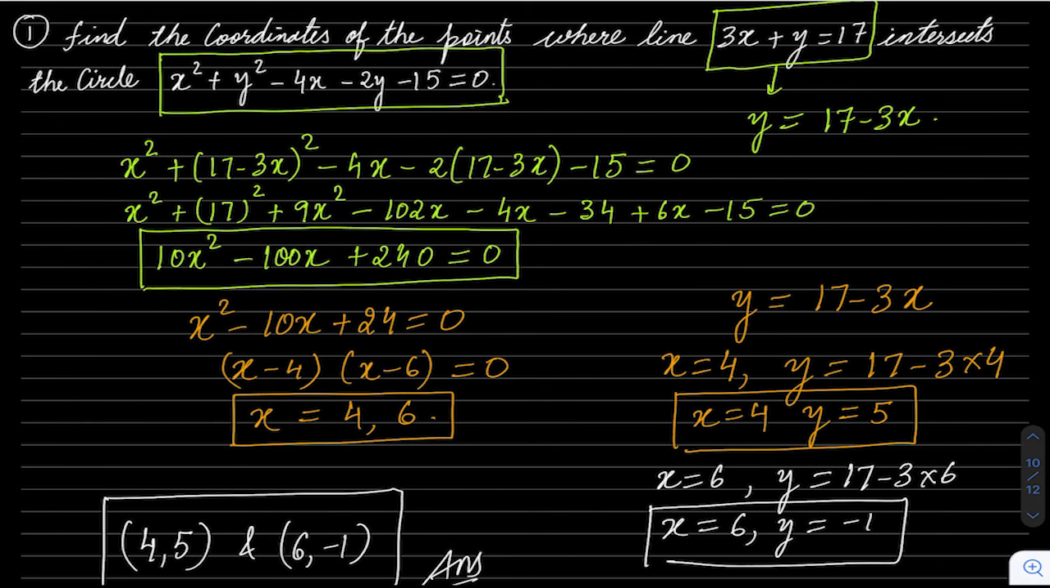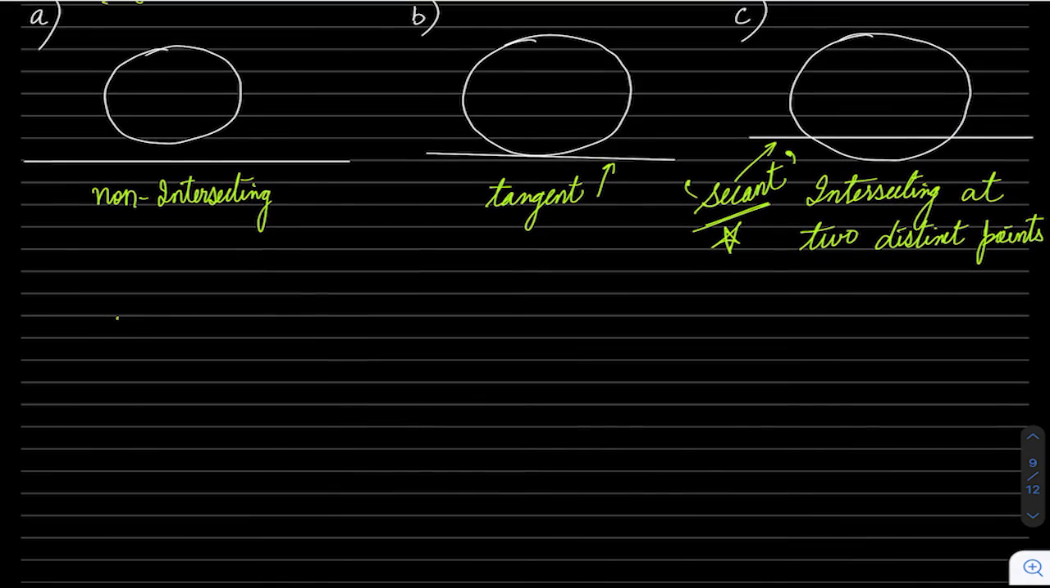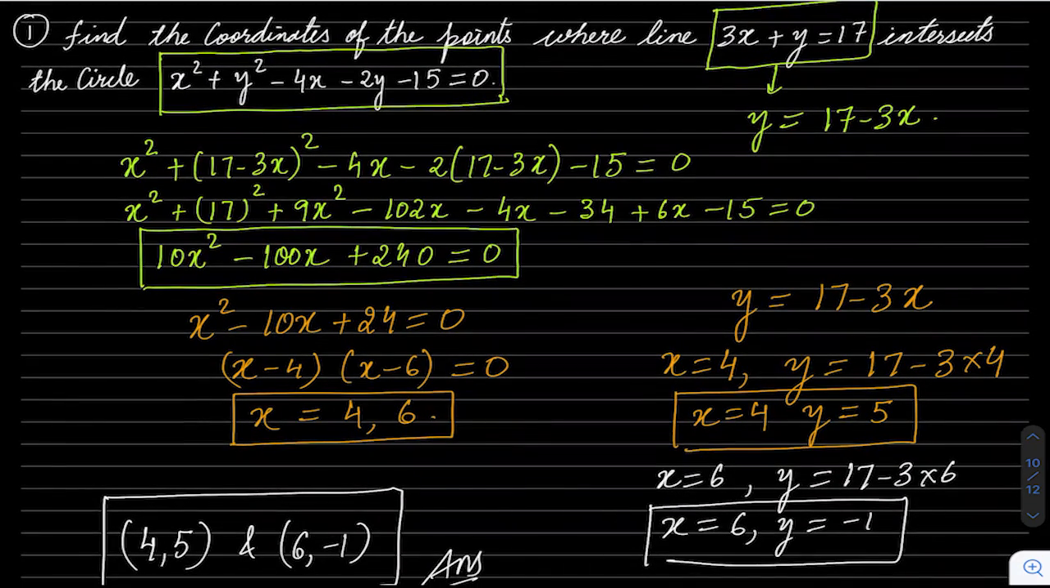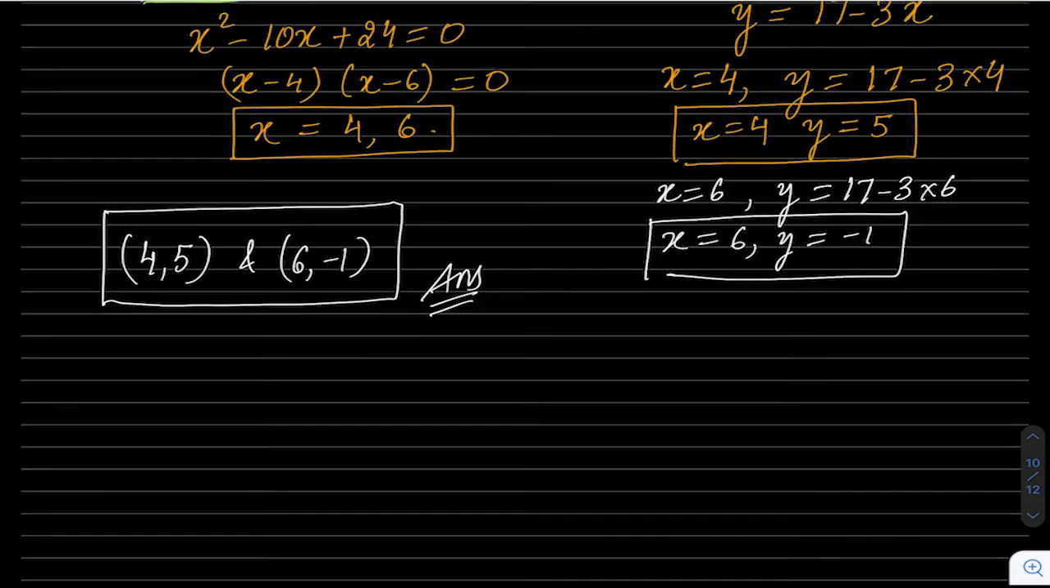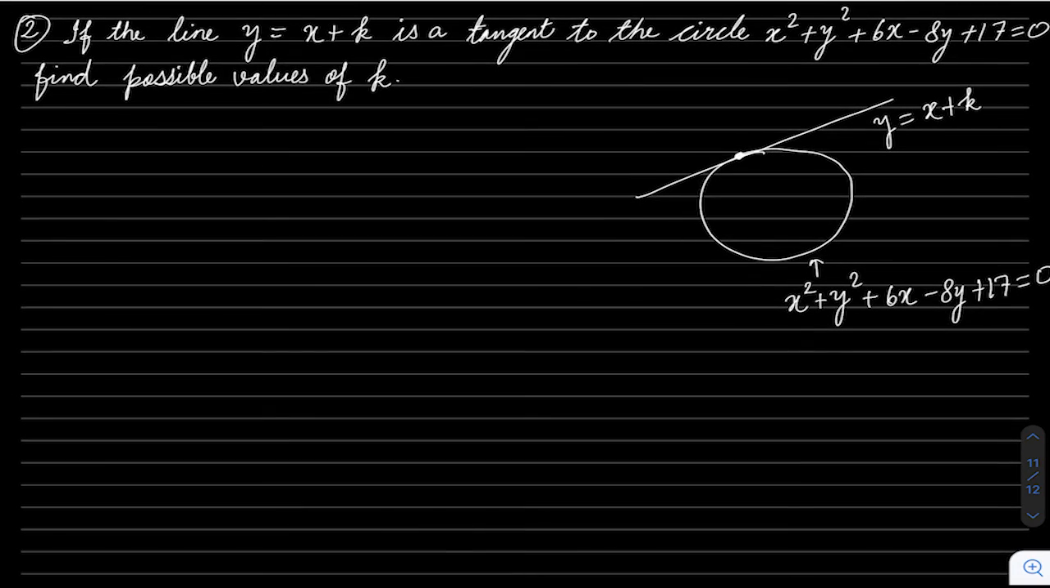So this is the way to find the point of intersection and to see which of these three cases is there. Sometimes they will directly ask which case it is: either tangent, or intersecting at one point or two points. Okay, so let's try one more question on these concepts.